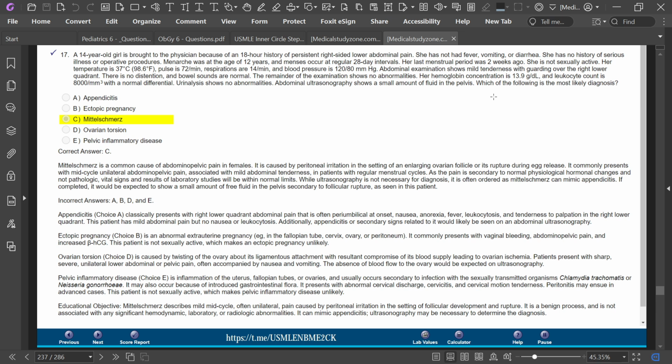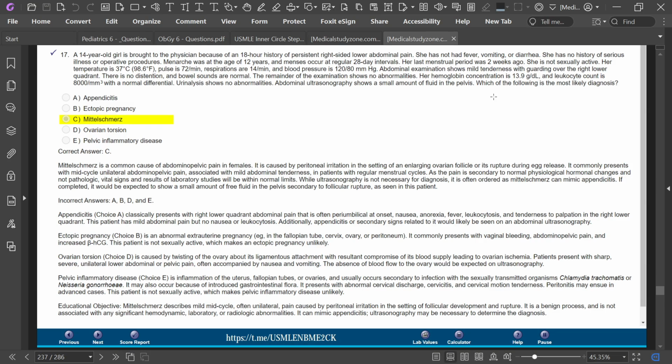Okay, why is it not ovarian torsion? Because sudden severe lower abdominal pain can cause ovarian torsion also, isn't it? Mm-hmm. But ovarian torsion comes with nausea, vomiting, and sharp pain.